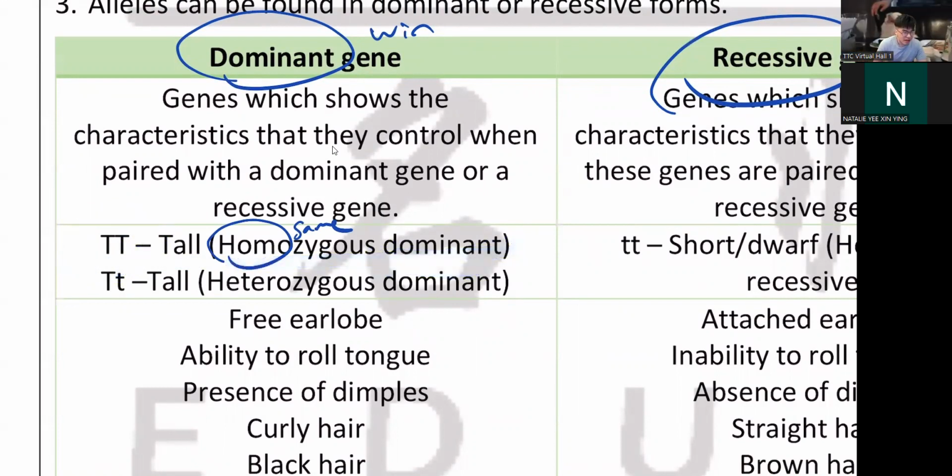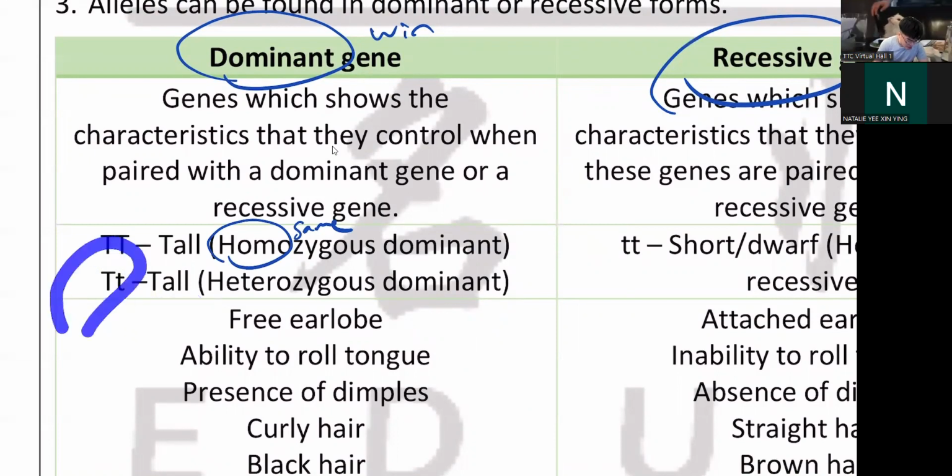Homozygous dominant. And then if you have 1 big, 1 small, let's say your dad gives you 1 big, your mom gives you 1 small, or the other way around, then you are still tall. You are still tall because this recessive gene will be covered by this big T. Like I said, dominant will always cover recessive. Recessive will only come out if there's nothing to cover that. All right. So this is your tall lah.